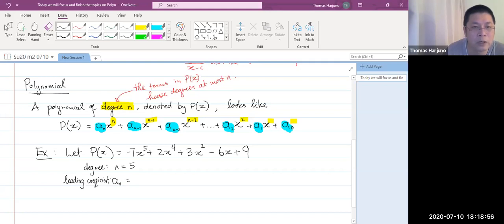That's the coefficient for the term with the highest exponent. Okay, the leading coefficient in this case, a sub 5, is negative 7. So when you see a sub 5, that's the coefficient of the term with exponent 5. That's the leading coefficient. The leading term is the term with the highest exponent.